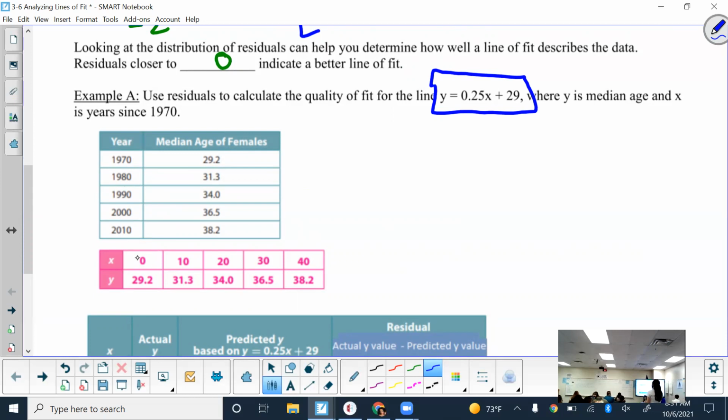Why did the X change from 1970 to 0? Because X is years since 1970. Good, because we changed it so that X is years since 1970. How many years is 1970 from 1970? 0. What about from 1980? And then keep going, 1990. So that's how they're making the table.